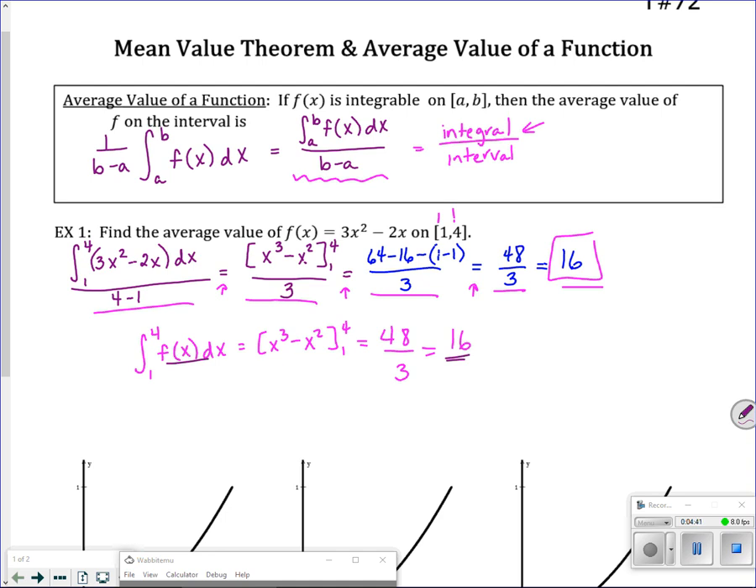Now, if you want to do it in steps and do the integral first, that's fine. Get down to the 48 and then write 48 divided by 3 on the next line equals 16, and you're good to go. But you just want to be careful that you don't have a linkage error in your work. So average value: integral divided by interval.